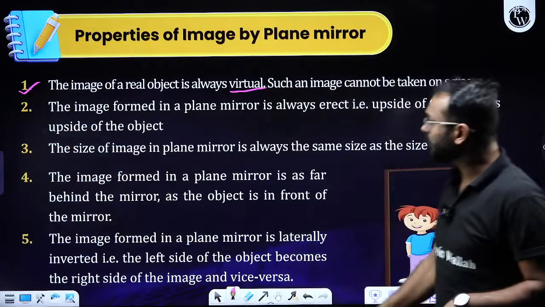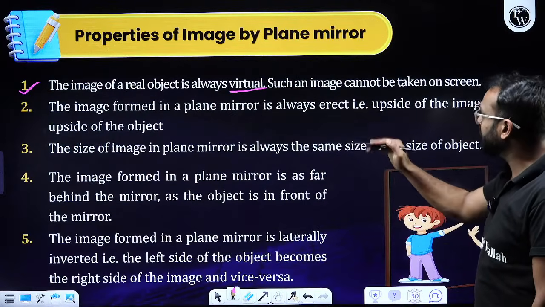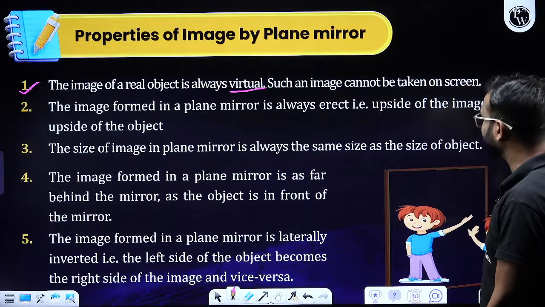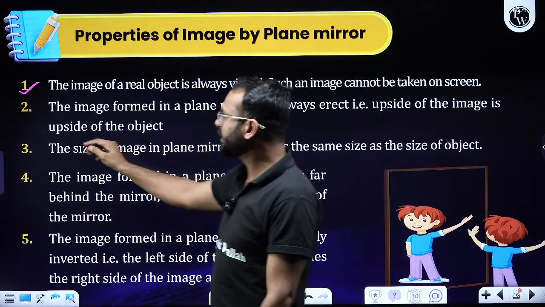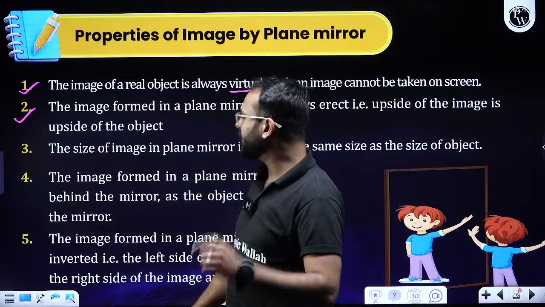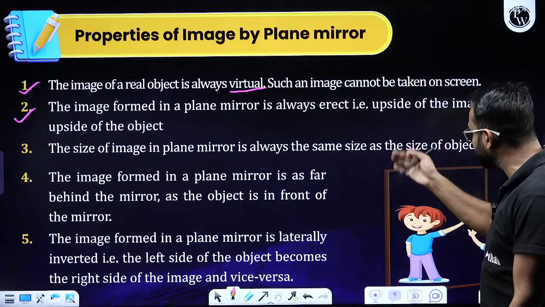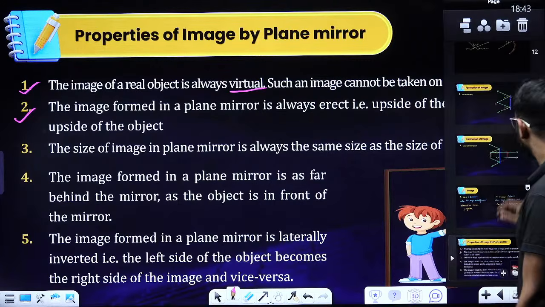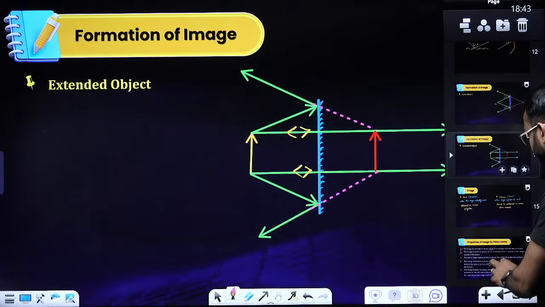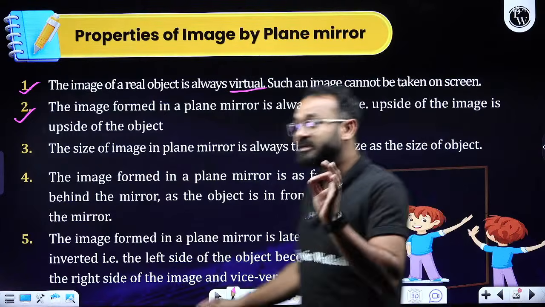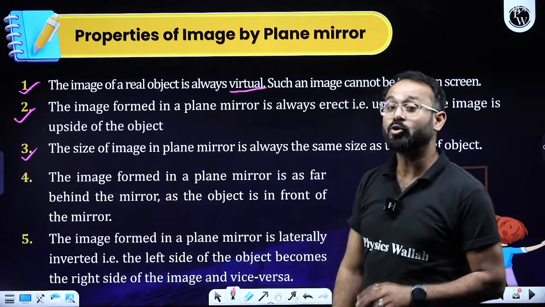Point number two, the image formed in the plane mirror is always erect. The upside of the image is the upside of the object. Yes, this is what we have observed. The size of the image in the plane mirror is always the same as the size of the object. So the sizes remain equal to each other.